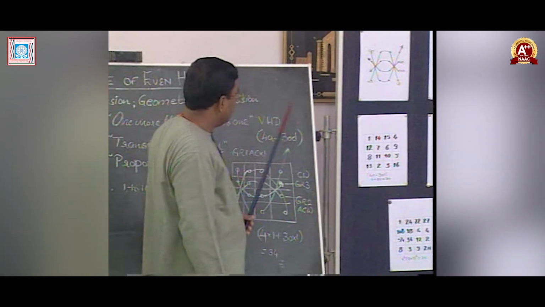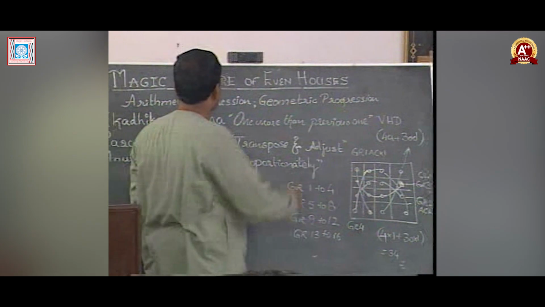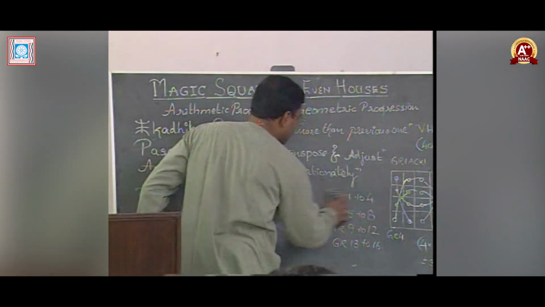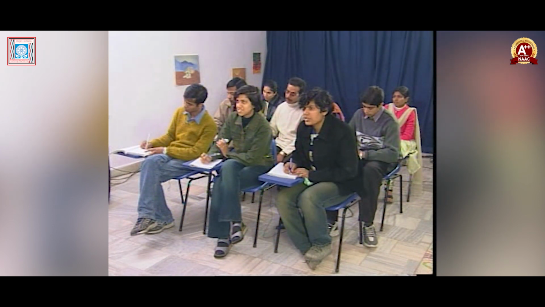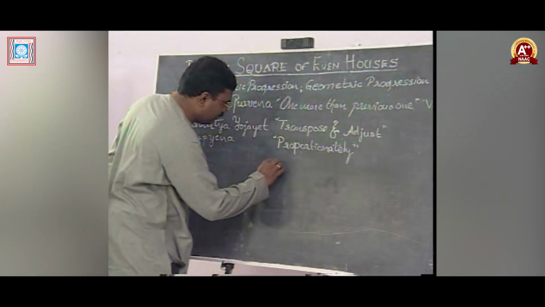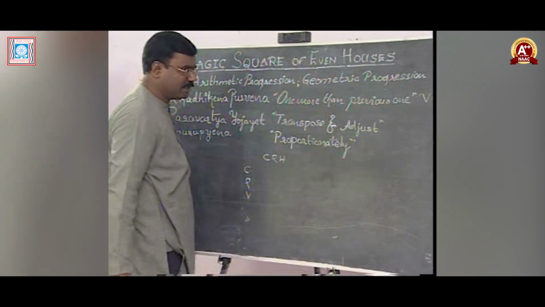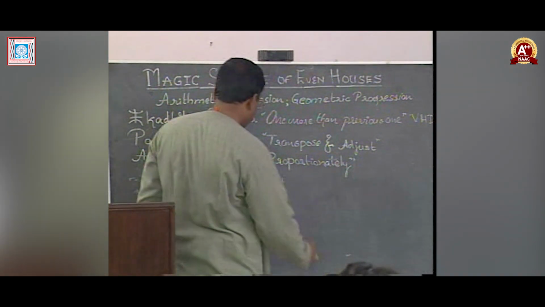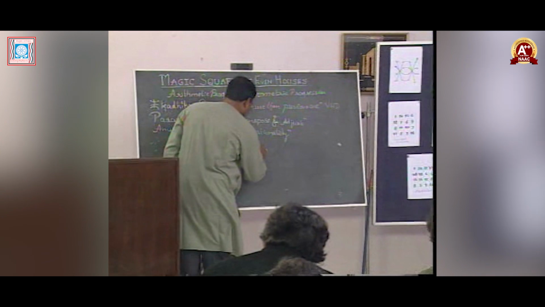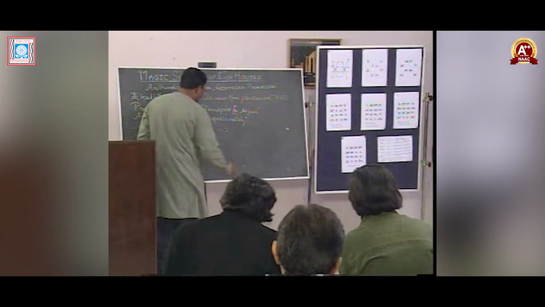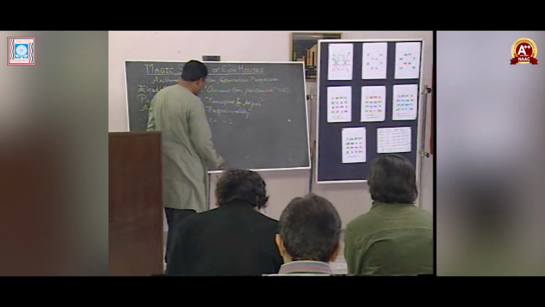Let us study the same thing in the geometrical progression. What is required for the construction of any magic square? CRH and CRV: common ratio horizontal and common ratio vertical. Let us take the first term as 1 only. CRH as 1:2, CRV as 1:3.